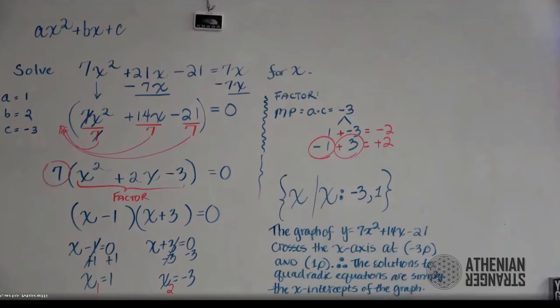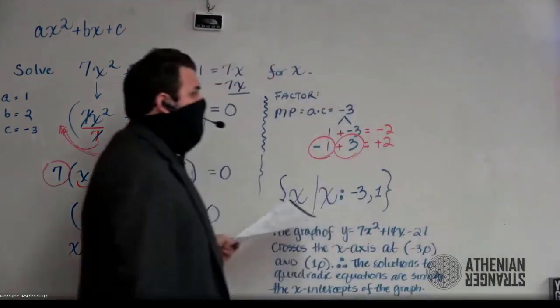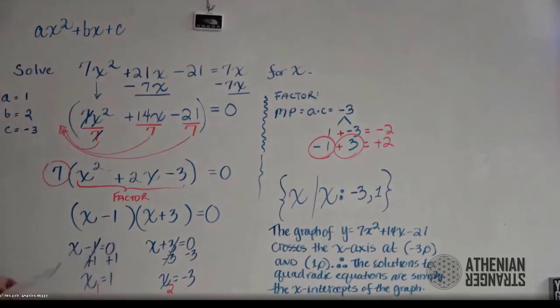Remember, you have to show all these steps in my class, but on the STAR test, you go to Desmos, you type in y equals 7x squared plus 14x minus 21, and you click where they cross the x-axis, and just like that, you're done.